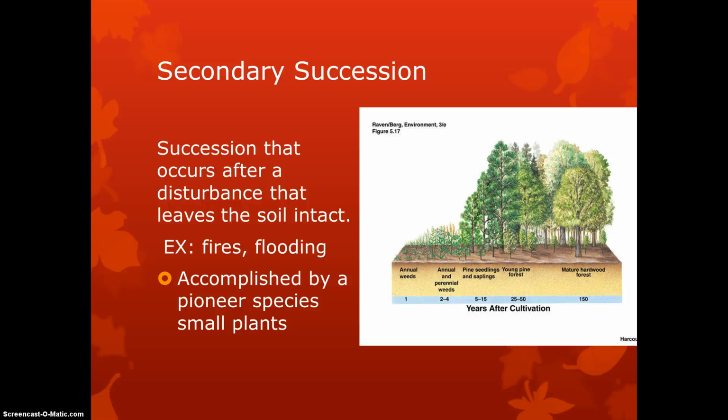Two biggest examples here are a forest fire that kills everything, or a major flood that's going to wipe everything out. Here we have a pioneer species that is much larger. In this case, we have an annual weed. These are small plants. Over time, these are replaced by perennial weeds.